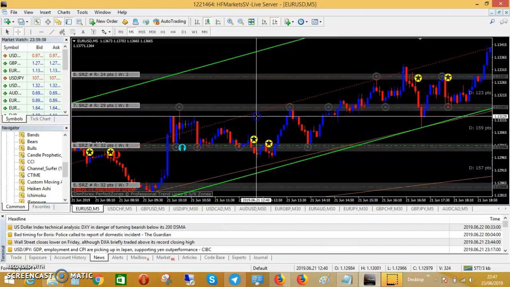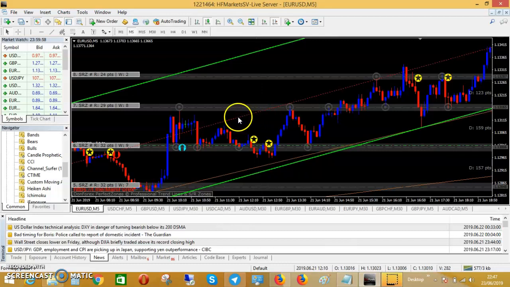I also want to tell you that this middle line, or this upper and lower line in the channel indicator, also perform the role of support and resistance. So the price goes to this and hits this place, and the moment it does, you see this reversal.